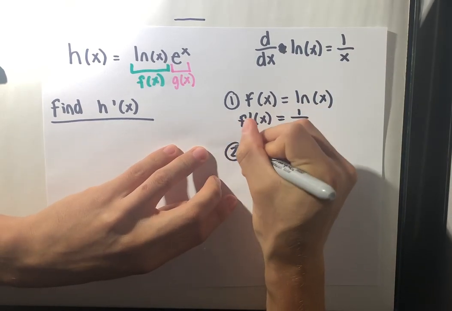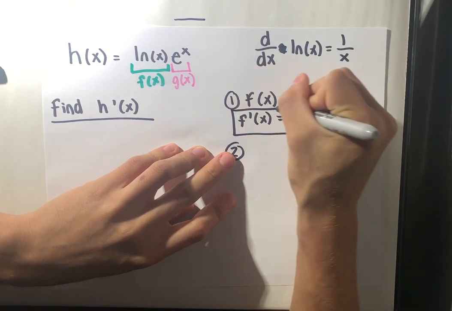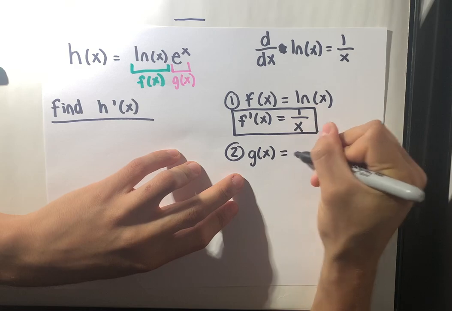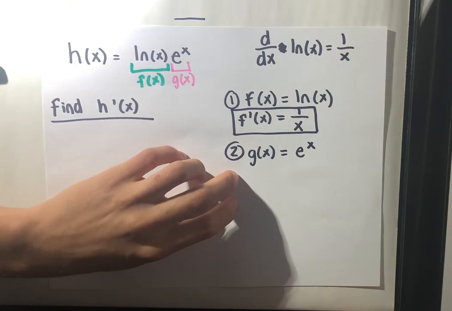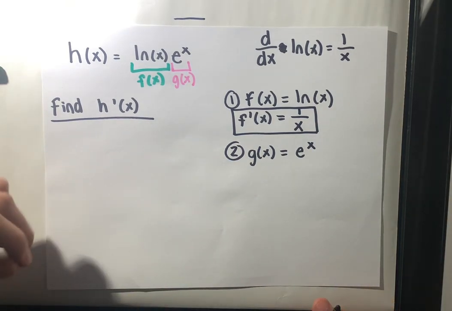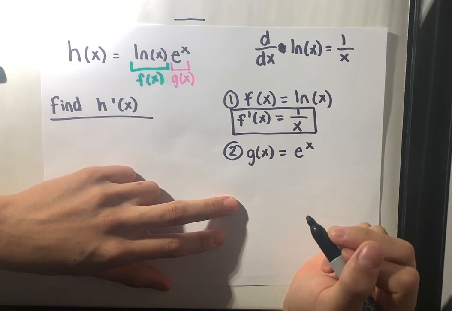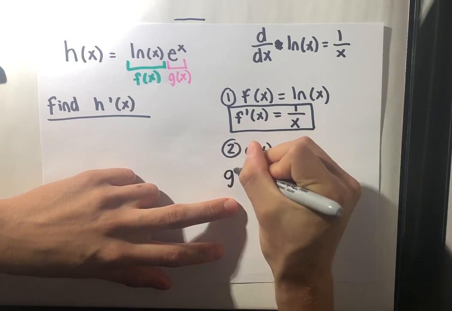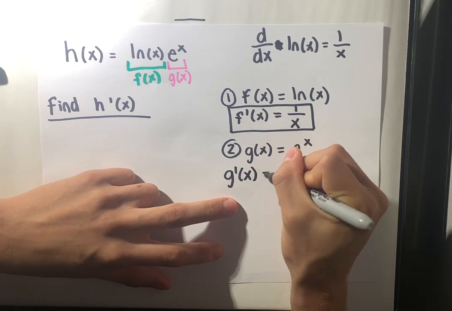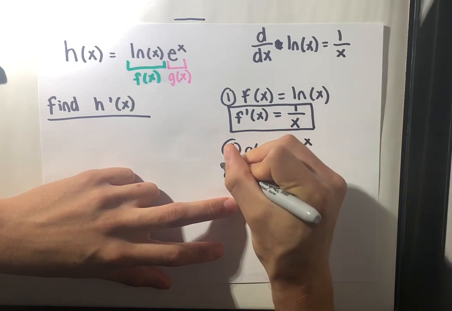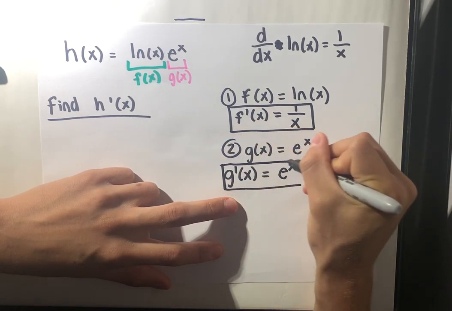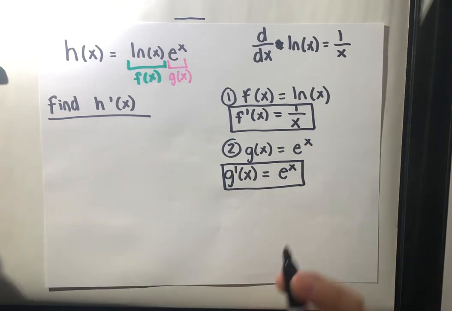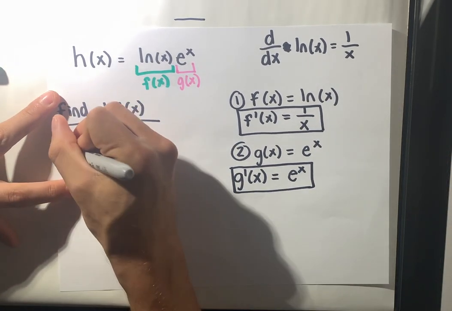Now let's go to the second one. Our second function, g at x, is equal to e to the power of x. E to the x, our exponential function. Now if you remember from my last video, or if you just know it, then you know that the derivative of e to the x is e to the x. So there we go, we have both our derivatives and both our original functions. Now all we have to do is plug it into the formula.